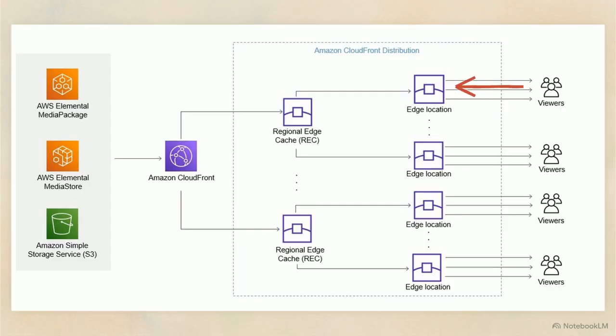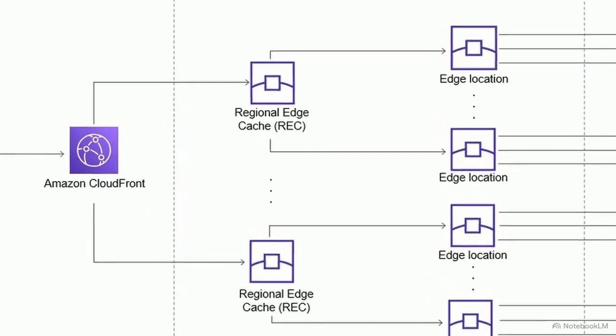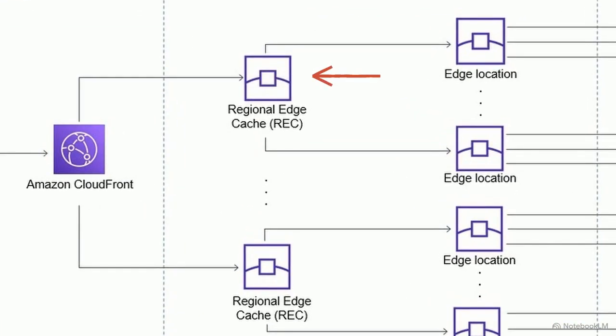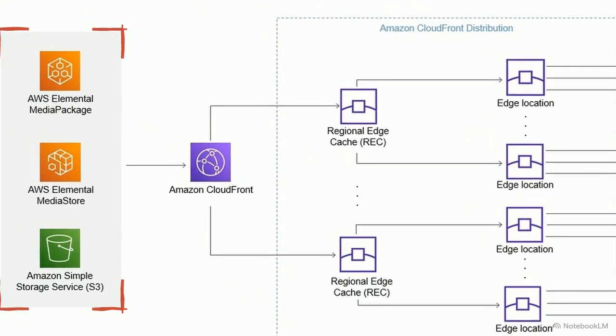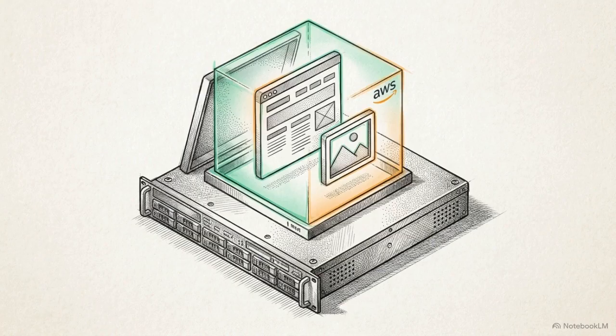Traffic flows from viewers into edge locations. If content isn't cached, it moves into mid-tier regional edge caches, which act as a massive consolidation layer shielding the origin from traffic spikes. Storing public HTML and images at these edge nodes is trivial.